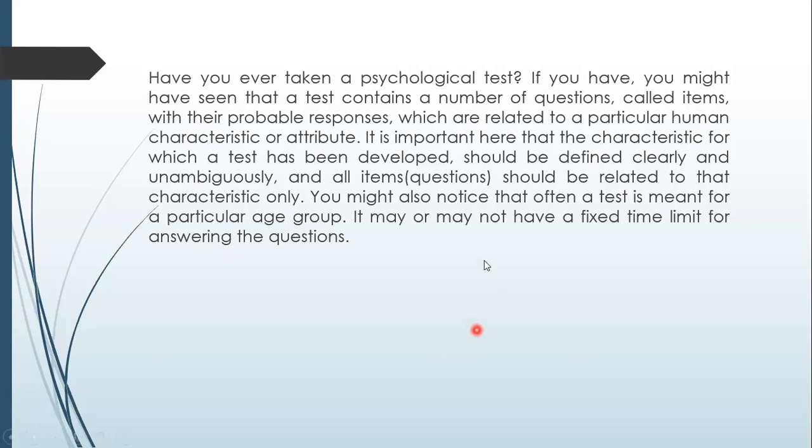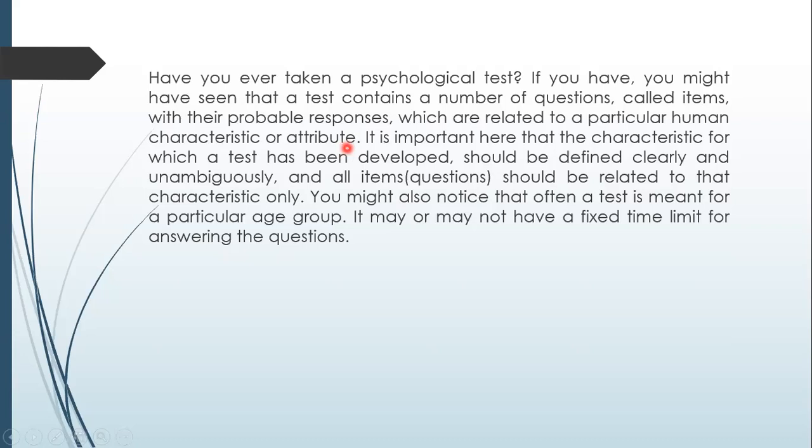You might have seen that a test contains a number of questions. Yes, there will be a lot of questions, and these are called items. With them come their probable responses, which can be yes or no, true or false, a rating scale, an option scale, etc., related to particular human characteristics or attributes.